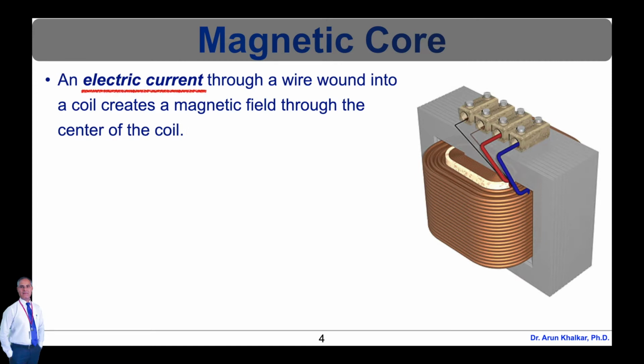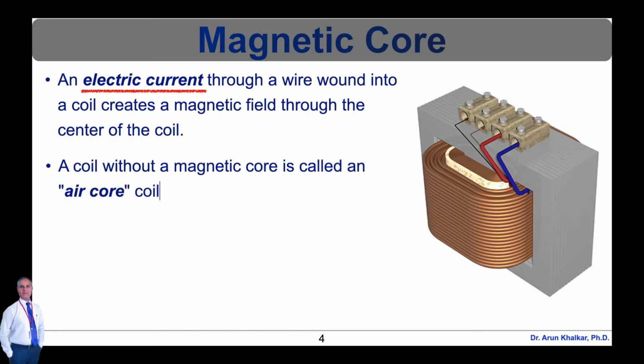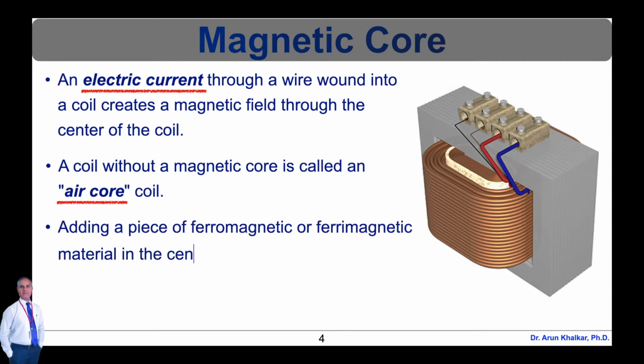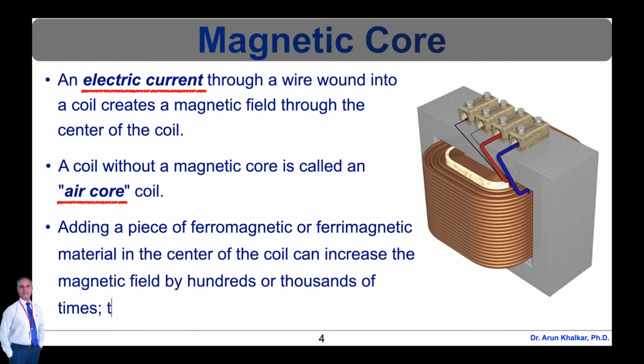Coils are widely used in electronic components such as electromagnets, inductors, transformers, electric motors, and generators. A coil without a magnetic core is called an air core coil. Adding a piece of ferromagnetic or ferrimagnetic material in the center of the coil can increase the magnetic field by hundreds or thousands of times. This is called a magnetic core.